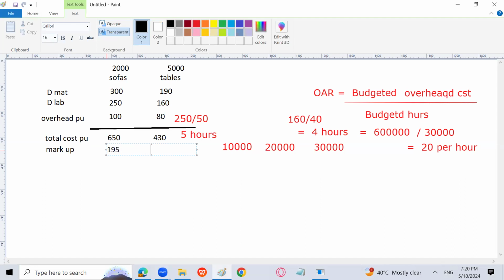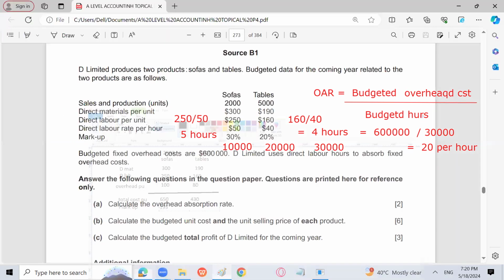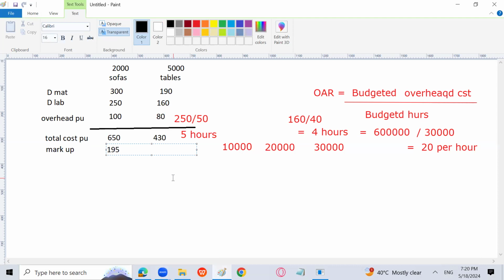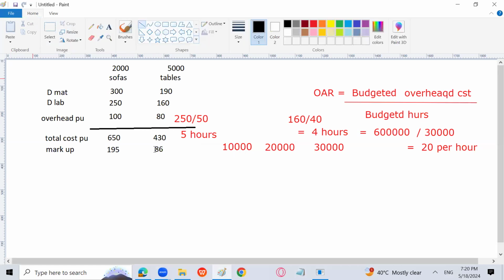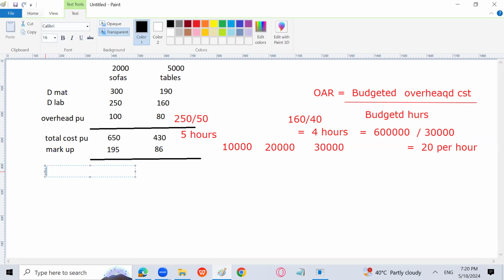Markup is the profit percentage on cost, not on sale. If margin is given in the question, you have to convert markup into margin. But here we don't need that. Now 430 and the markup is 20%. So 430 multiplied by 20% is going to be 86. So now I will add total cost and markup, then you will get the selling price. Because if you add total cost and markup or profit, you will find the selling price.